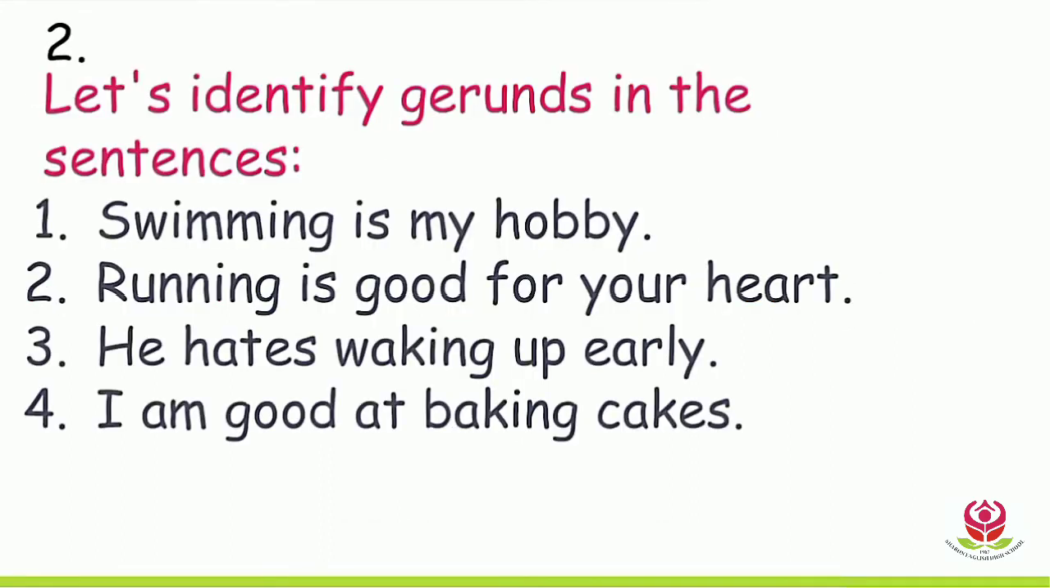Step 2 is identifying the gerund in the given sentences. Here in this step, we are going to pick up the verbs from these sentences and see whether these verbs have the features of nouns or not. And if they have the features, that means they are gerunds. Look at the first sentence. Swimming is my hobby. Here, swimming is a verb. Now, don't you think swimming is the name of an activity? And also it is in the place of the subject. Therefore, here swimming is a gerund.